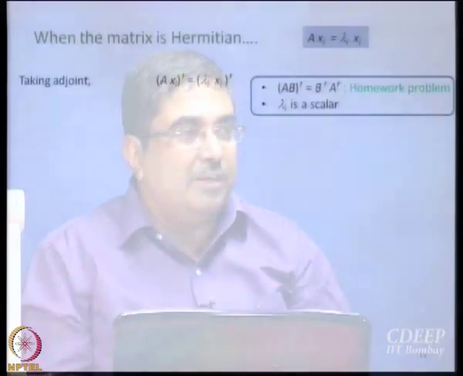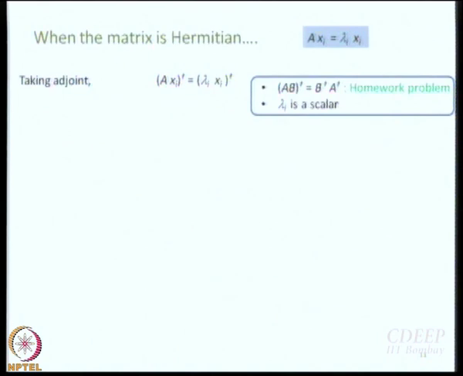Fine. So now what we have said is that you take the adjoint of the two sides, then you have the dagger of A xi is equal to the dagger of lambda I xi, very simple. I just put in a pair of brackets on both sides and put in a dagger. And then you should work this out yourself, that the dagger of AB is equal to B dagger into A dagger, not very difficult to work out. I leave that as a homework problem. And do not forget, now I think there is no confusion, we understand that lambda I is a scalar quantity, right.